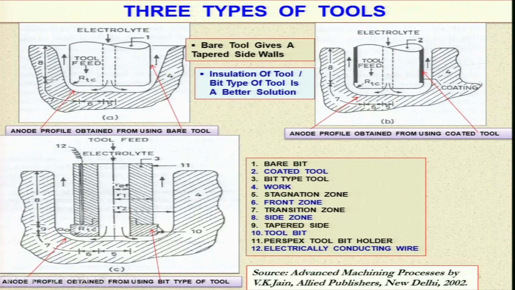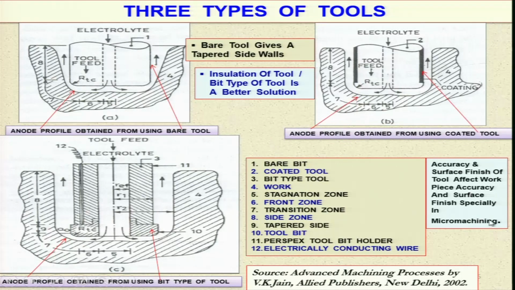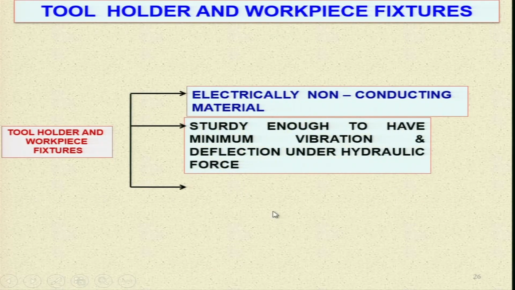Here also the tool bit can be partially insulated, so that the transition zone dimensions are controlled properly, but all that you have to work upon with the tool design. Accuracy and surface finish of the tool affect workpiece accuracy and surface finish, especially in micromachining. So, please note it carefully. Surface finish is also going to affect the accuracy and surface finish of the final component in both ECM as well as ECMM processes. Tool and tool holder and workpiece fixture, you can see here.